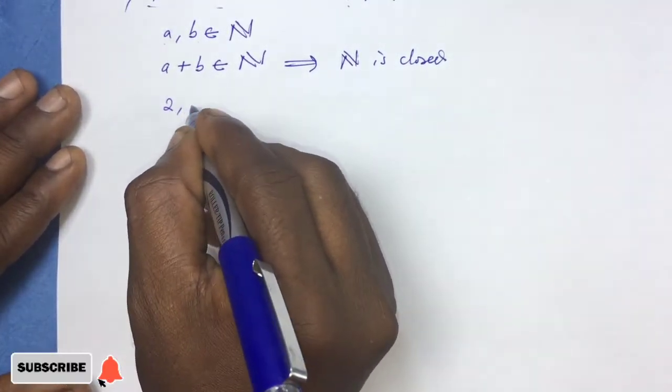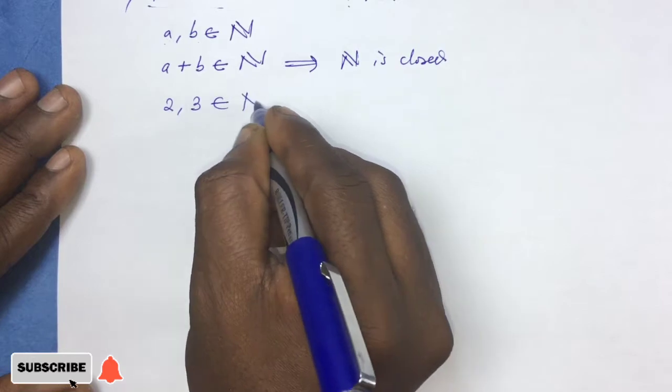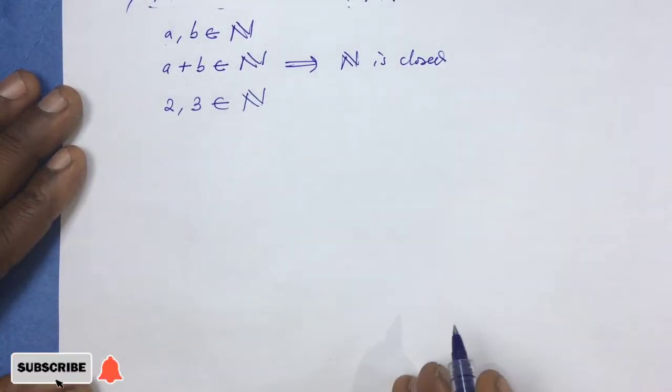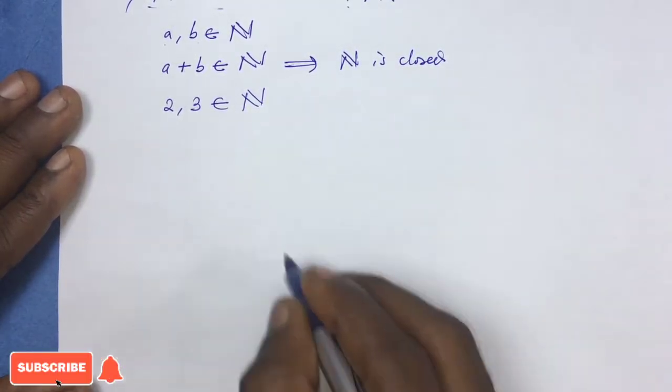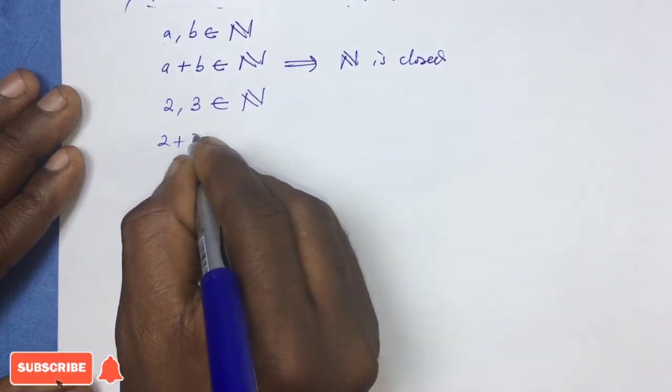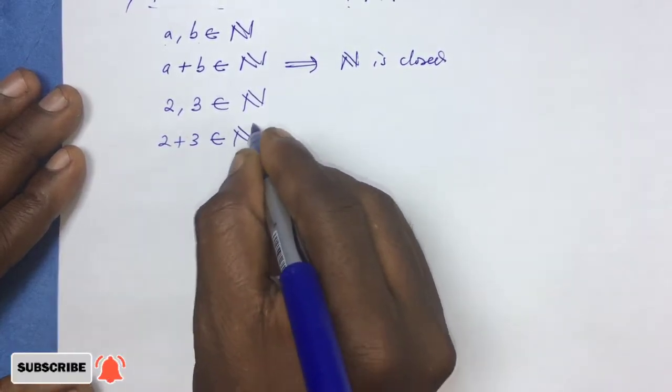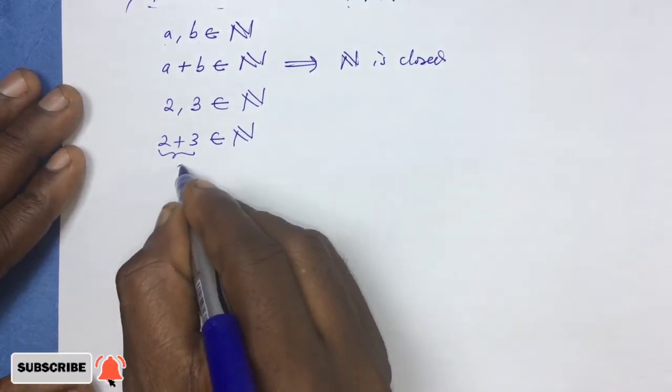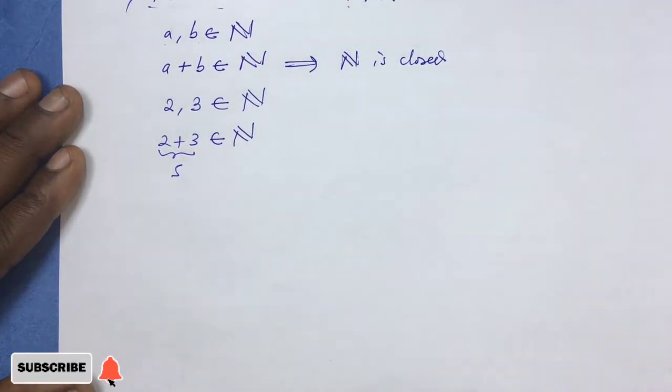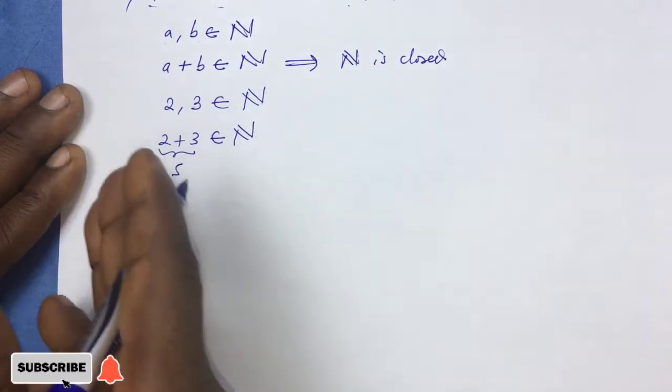Let us look at it. If you take 2 and 3 that are natural numbers as two random elements you select from the natural number system, take note, 2 plus 3 will give you a result in n. And 2 plus 3, take note, is 5. And 5 is a member of n. For that reason, we say n is closed with respect to addition.